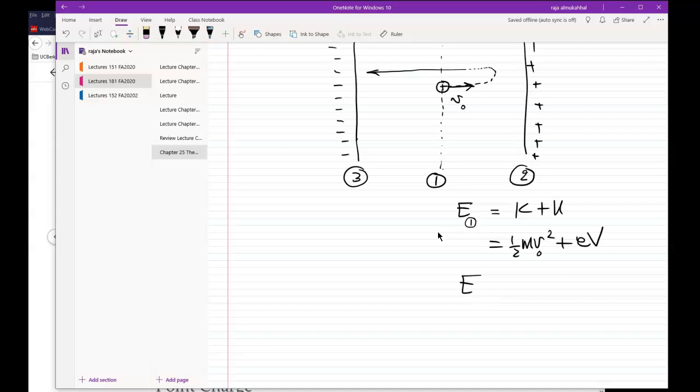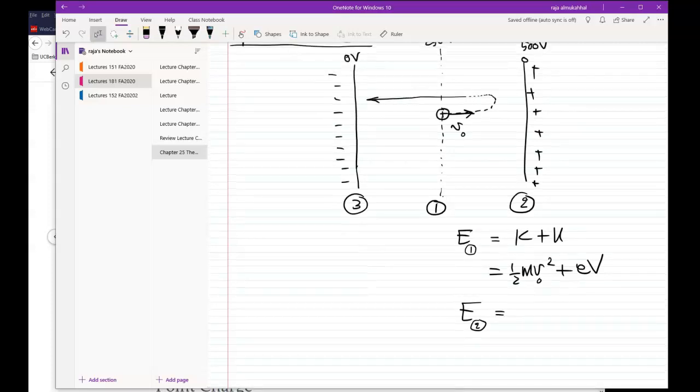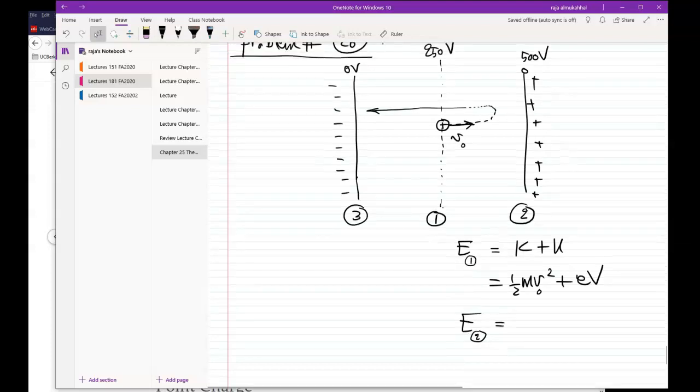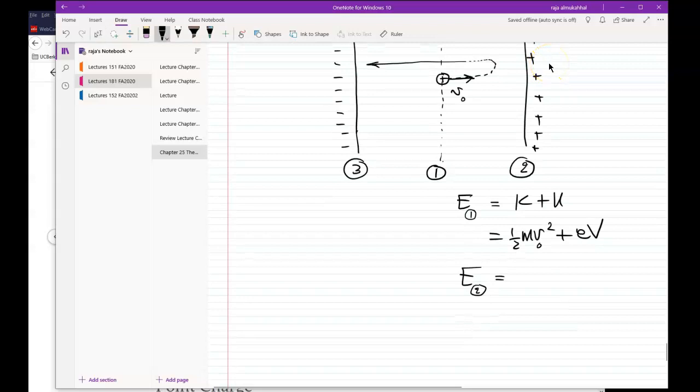Okay, so now, what is the total energy at 2? Well, the total energy at 2 is just the voltage, the 500. This one right there. So the total energy here is EV, and that's where V here is 500. You see what I'm saying? Let me calculate both of them.